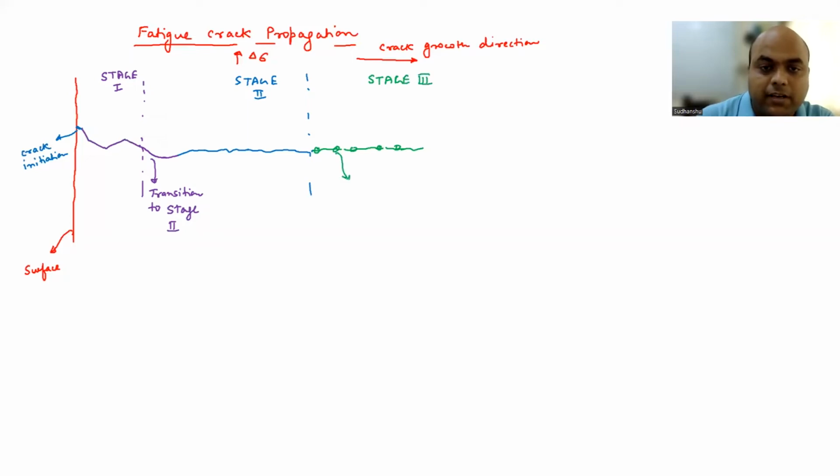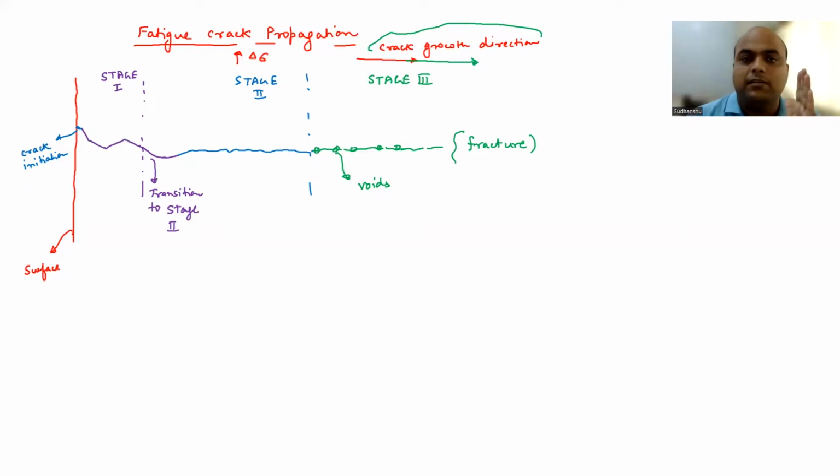And what you see here are voids, which we have already discussed when we talked about ductile fracture mechanisms. So these are your voids, and this forms in stage 3. And finally, you are going to have fracture here. The crack growth direction I have mentioned already, right? It is along this particular direction. So this is how, once the crack has initiated, it is going to propagate. It enters stage 1, then there is a transition from stage 1 to stage 2.